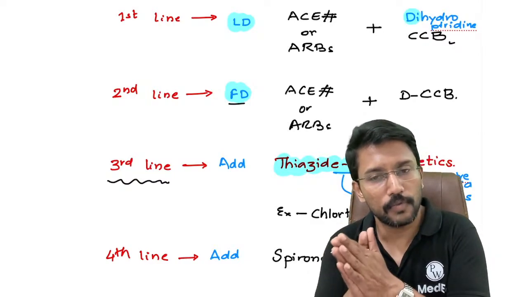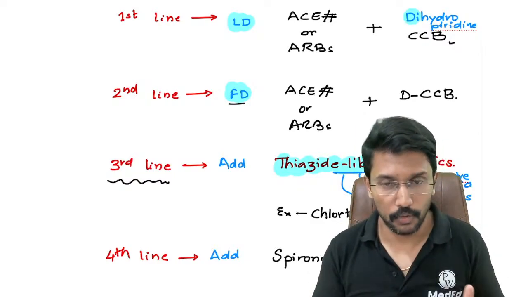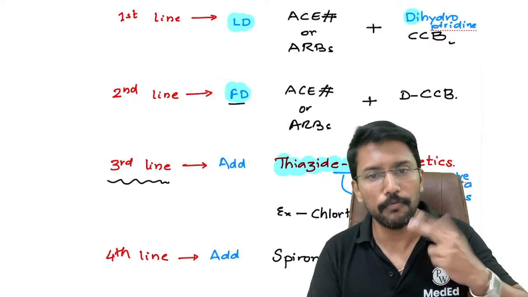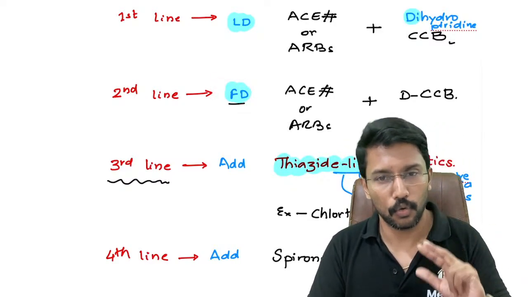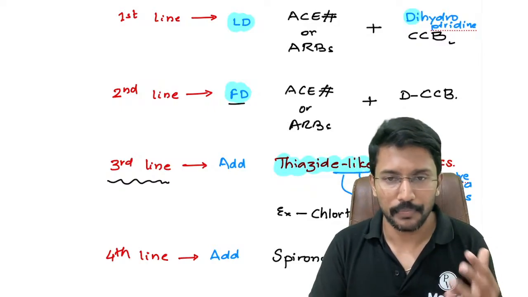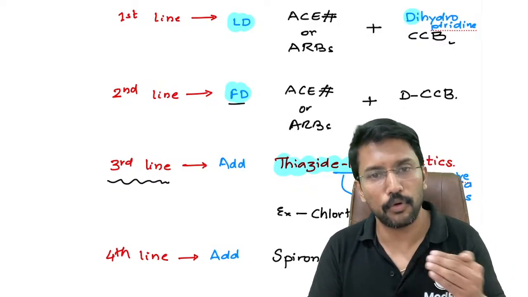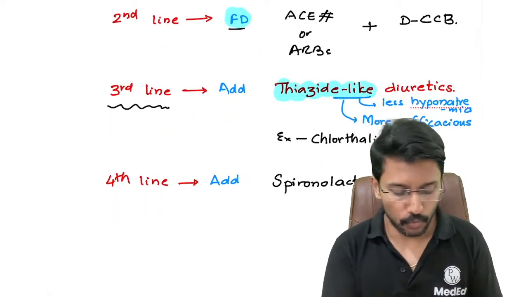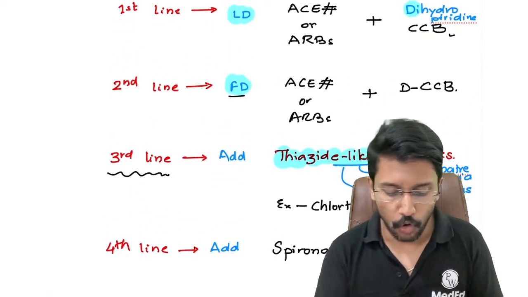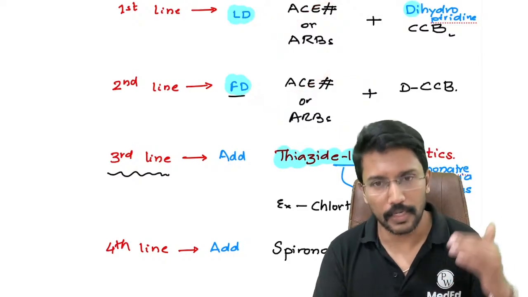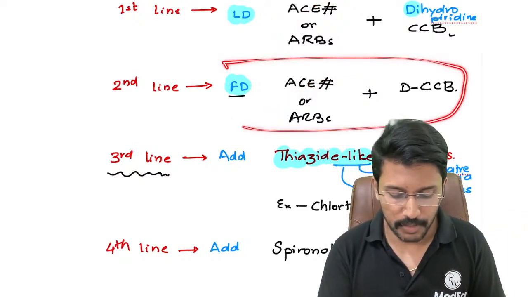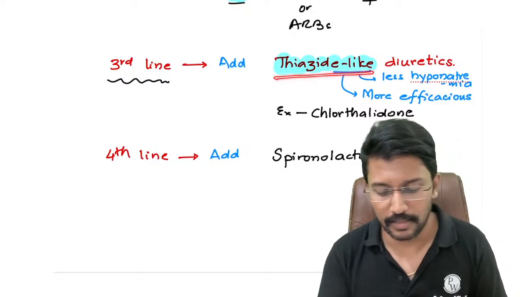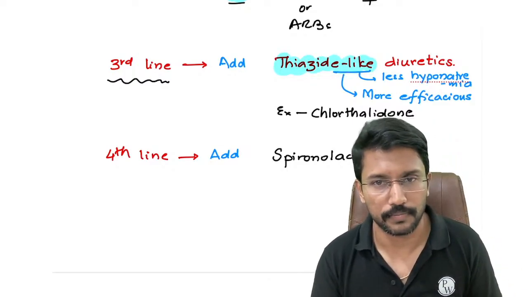With that, if the target of less than 130/80 is achieved, well and good. If not, then we escalate to the second line treatment where the same drugs become full dose. If I had started low dose amlodipine and low dose enalapril, I will switch to full dose amlodipine and full dose enalapril. If with that there is control, good. If not, then we go to the third line. In the third line, we don't stop these medications. We continue the full dose of ACE inhibitor or ARB plus dihydropyridine calcium channel blocker, and we add a thiazide-like diuretic, for example, chlorthalidone.